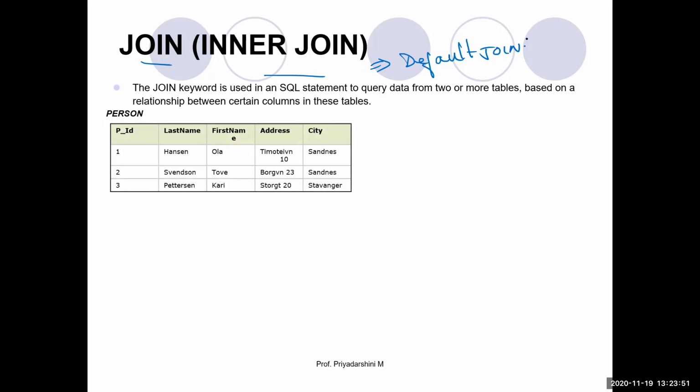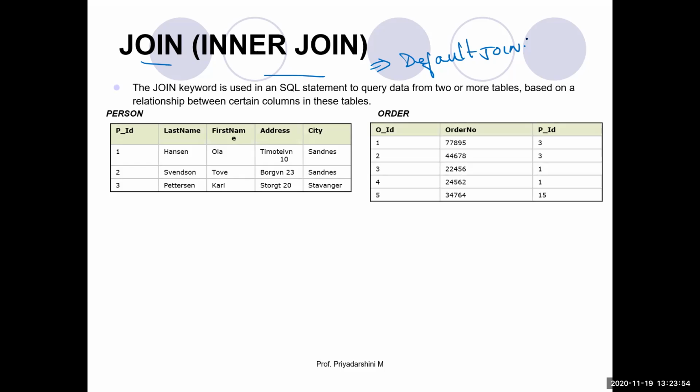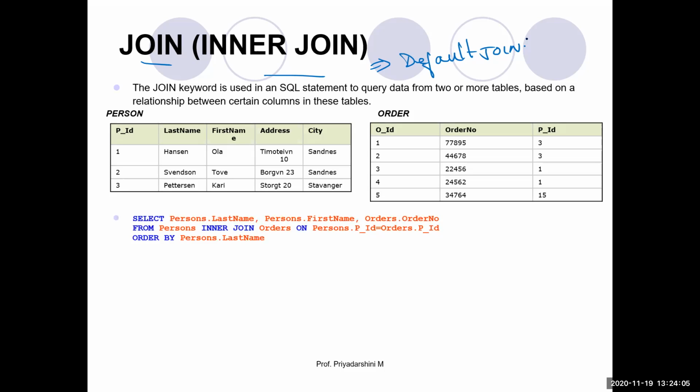Let us take an example, the person table and the order table. Hope you can see both the tables here. Which is the common attribute on which I can join? That is p_id. So this is my query. What I'm writing here is select person dot last name and first name from the person table, and order number from the order table. I've done aliasing through the person name itself; I could have used a shortcut short name such as P.